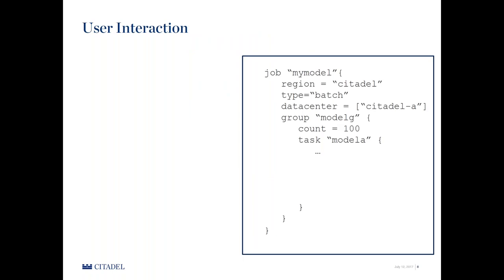So that's how the user interacts with Nomad. They interact through our own APIs. What does that interaction look like? This is a job file, pretty similar to what Armin showed you.